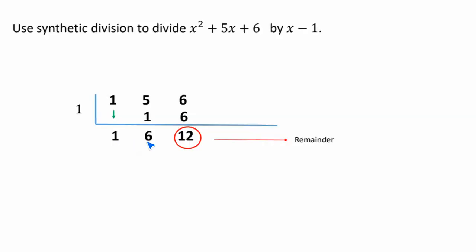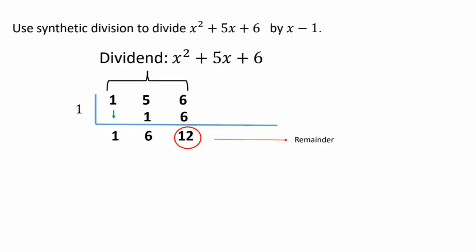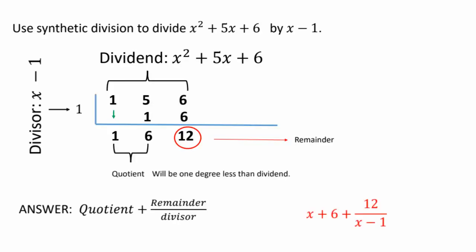To write your quotient, you're always going to start with 1 degree less. If you notice here, the degree of this polynomial is 2 because the highest exponent is 2. So when I write my quotient here, this number 1 is going to have 1 degree less.